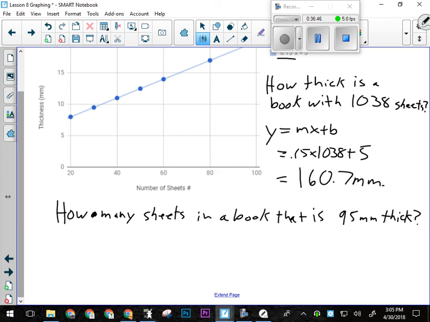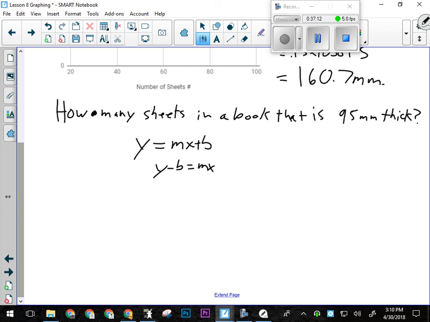Okay, find out how many sheets there would be in a book that is 95 millimeters thick. So if we're looking for how many sheets, are we looking for X or Y? X, okay? The number of sheets is what's on the x-axis. So we have y equals m times x plus b, and we're looking for x, so we're going to subtract b from both sides. So we get y minus b equals m times x, and then we're going to divide both sides by m. That gives us our formula for x.